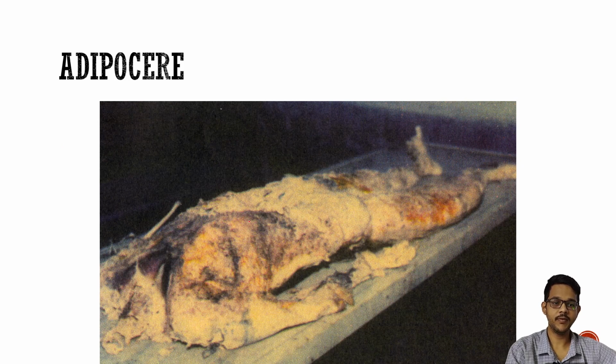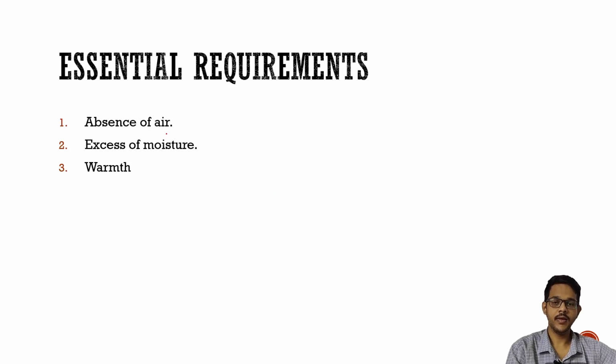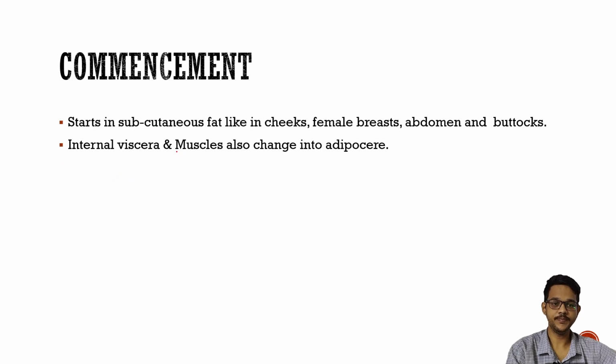One more example image of adipocere, where we can see the waxy tissue coming out of the body. The essential requirement is mainly the absence of air. There should be excess of moisture and there should be some warmth in the environment.